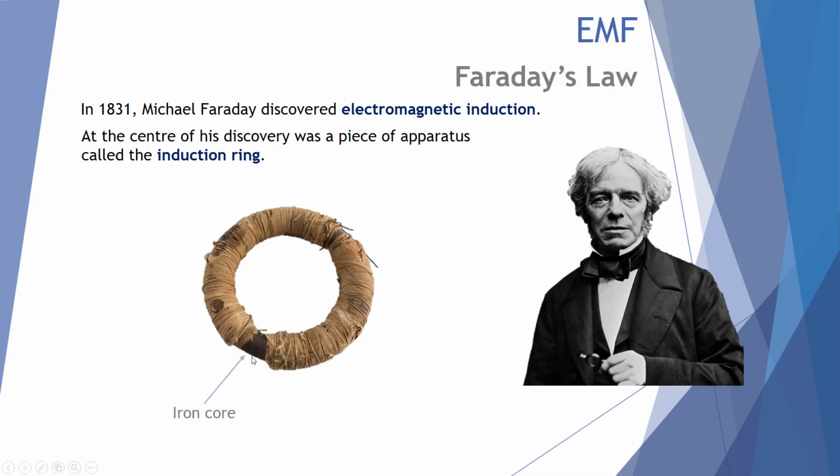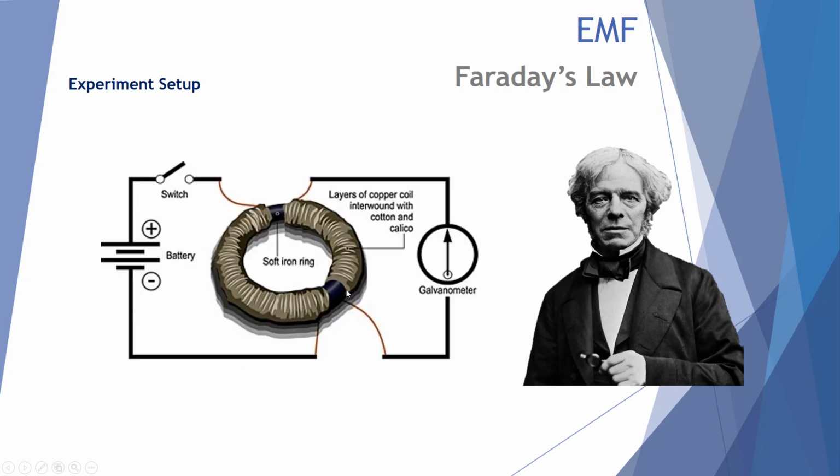Quite simply, the induction ring consists of an iron core, a copper coil on one side of the iron core, which is insulated with material, and a second copper coil on the other side of the iron core, which is also insulated. Here's the equipment that was set up.